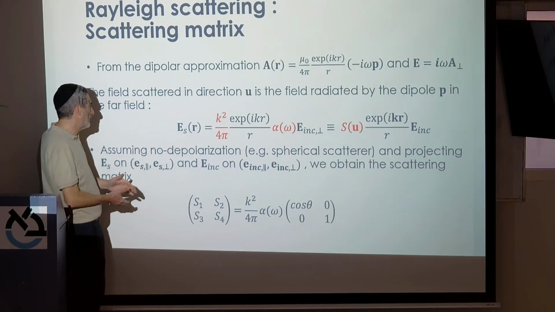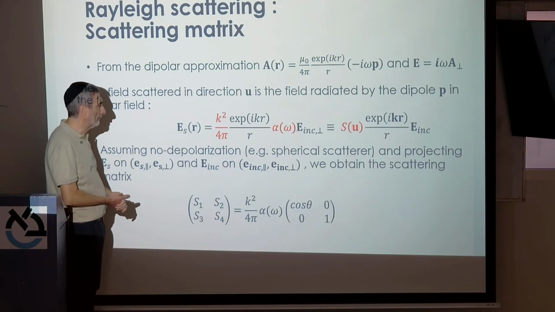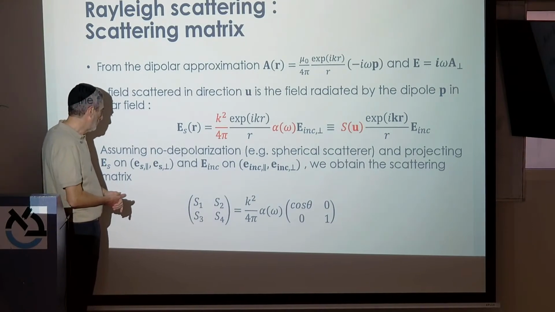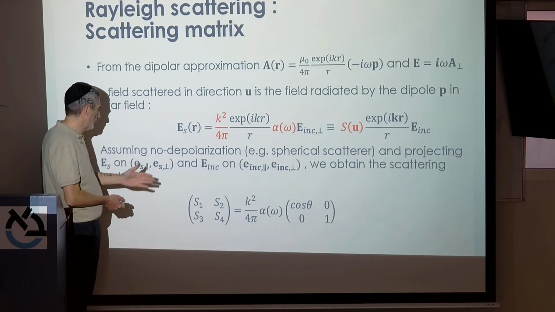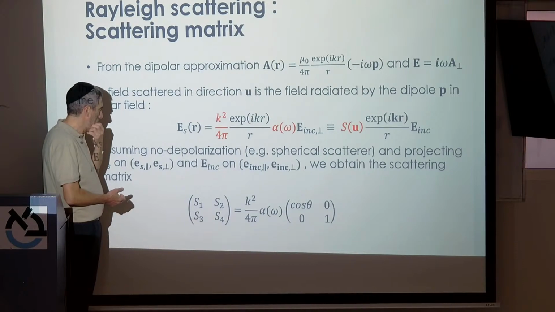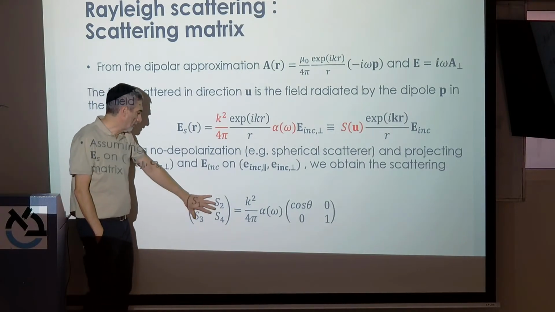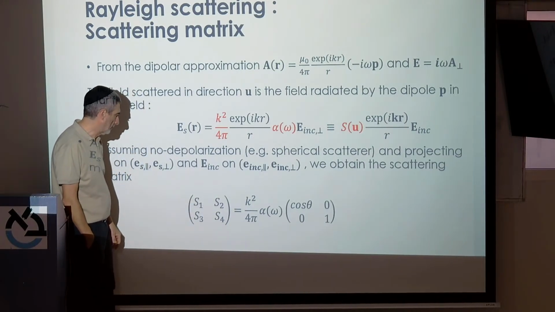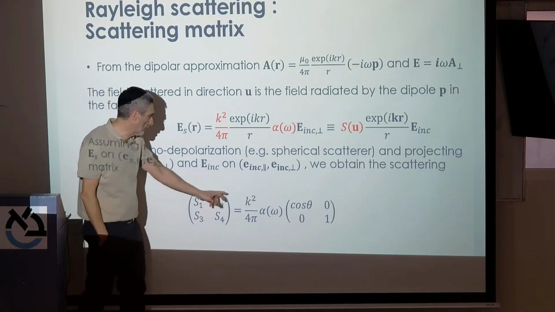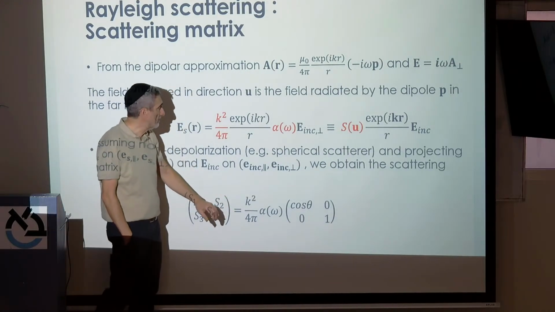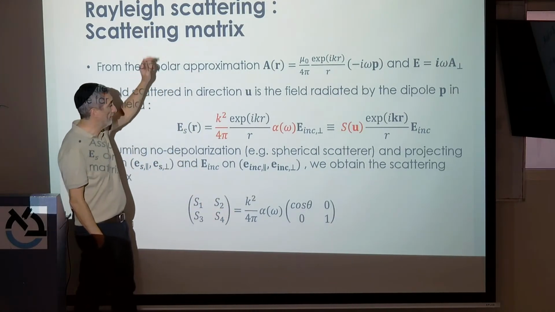So for the case where there is no depolarization, for instance where the scattering is spherical, then you can project onto the parallel direction, parallel to the plane and orthogonal to the plane of scattering for the scattered field and the incident field. And you obtain a scattering matrix, which is given by this expression here. Okay, so this is the expression for the particular case of the Rayleigh scattering.